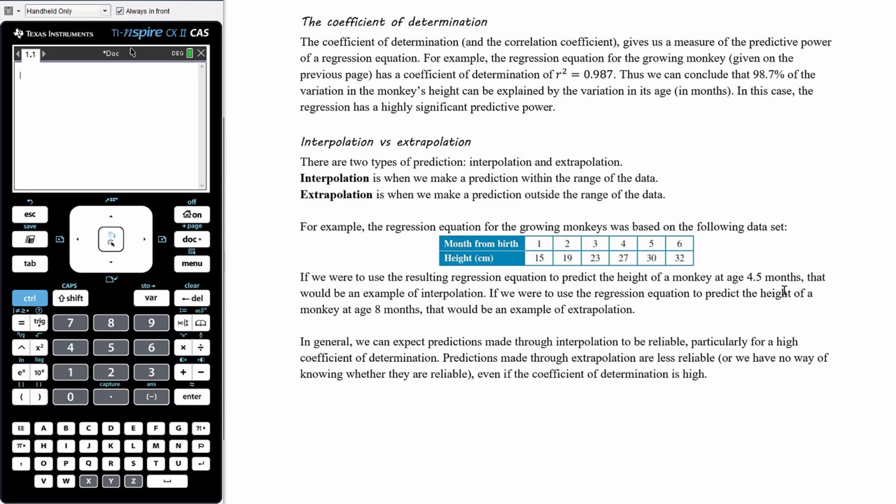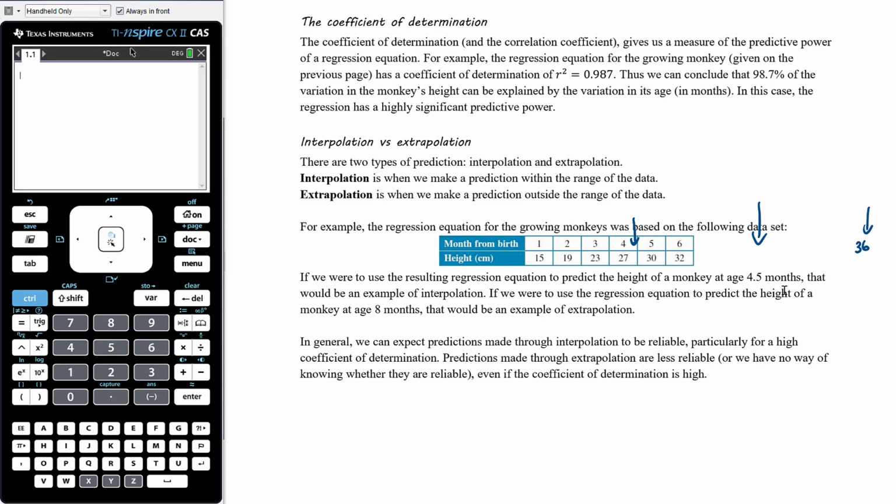Okay, so if we were using a regression equation to predict the height of a monkey at age 4.5 months, that's an example of interpolation. 4.5 months is in here within the data set. If we were going to make a prediction at 8 months, it would be an example of extrapolation. Now, 8 months isn't far from the data set, so even though it's an extrapolation, we might still be able to be reasonably confident in the prediction. However, if we wanted to make a prediction, as I said, at 36 months, I wouldn't be very confident about that prediction on the basis of the height of the monkey from 1 to 6 months.